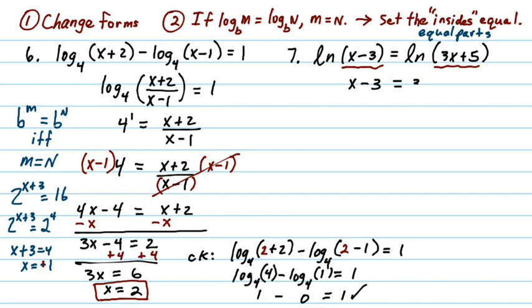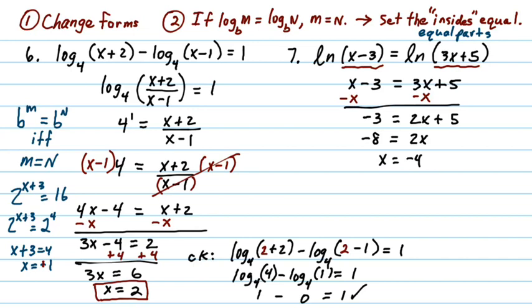So let's go ahead and set them equal. So we just need to get x on one side. We'll get negative 3 is equal to 2x plus 5. And then we'll subtract 5. We're going to solve this two-step equation. And we get x equals negative 4.